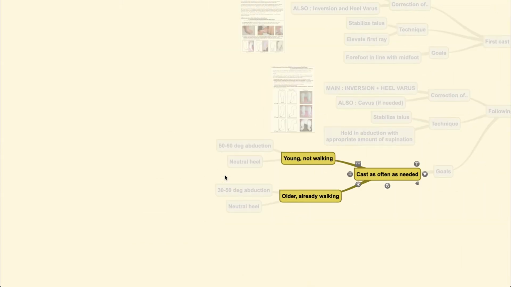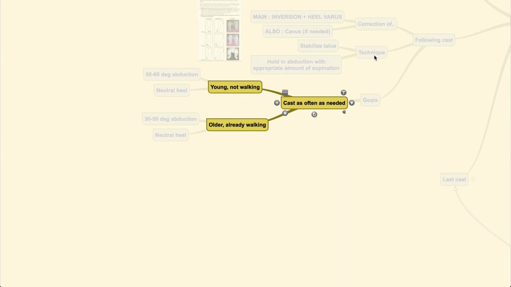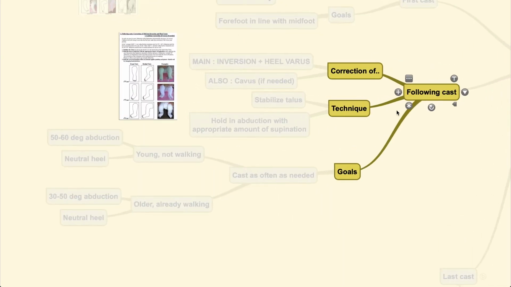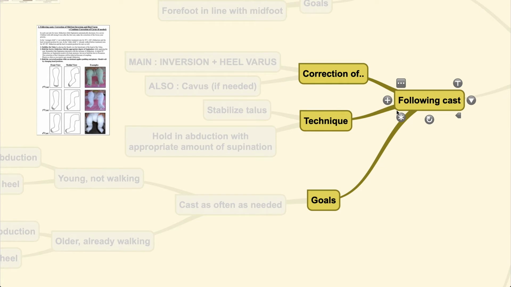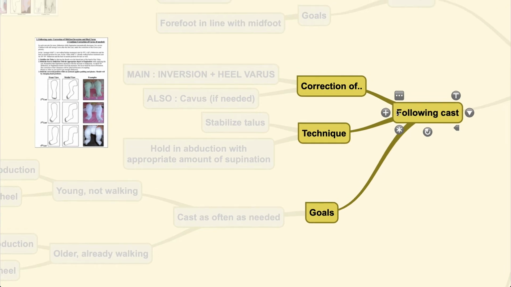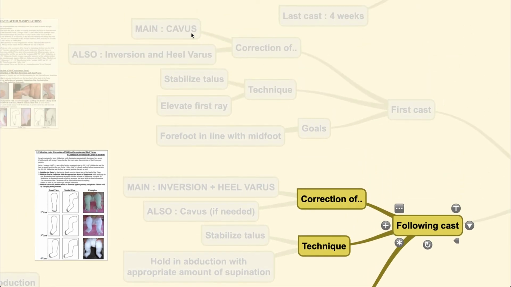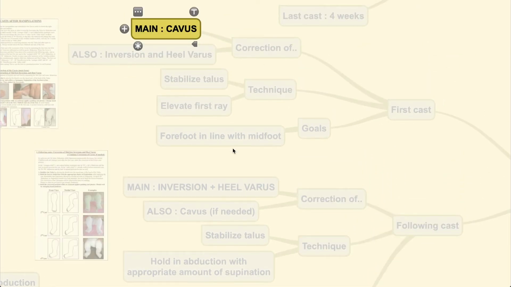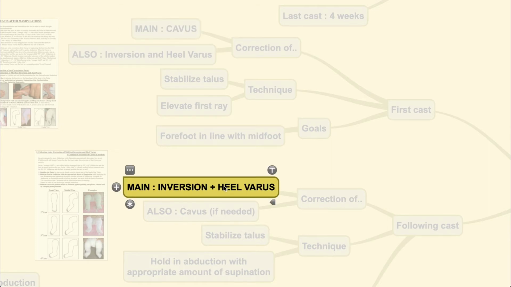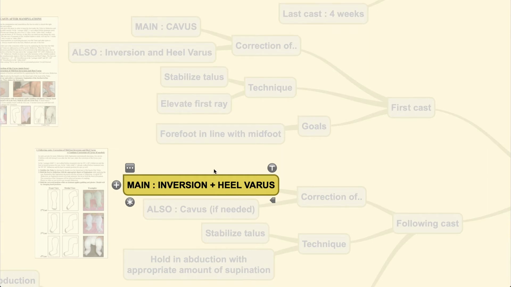Now, going back to the cast. Some authors use the mnemonic CAVE to determine the appropriate method of correction. Some authors would like you to describe the correction of CTEV by first focusing on the cavus, then the adductus, followed by the heel varus, and finally correcting the equinus.